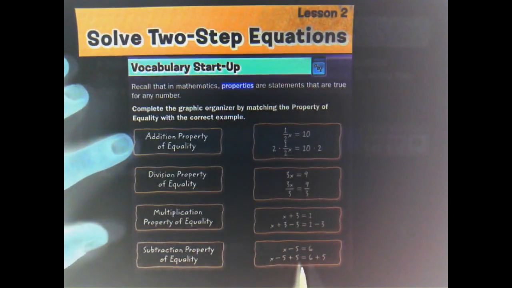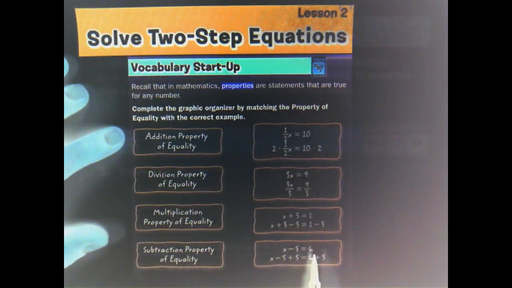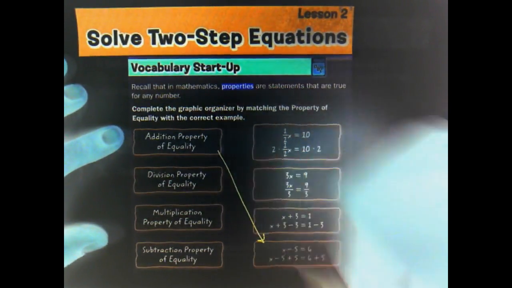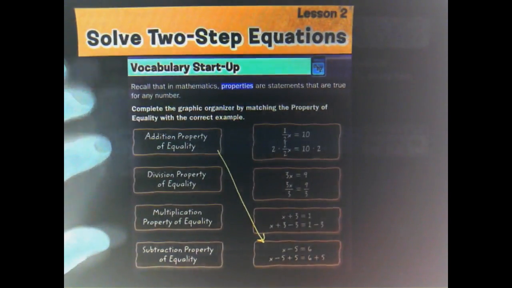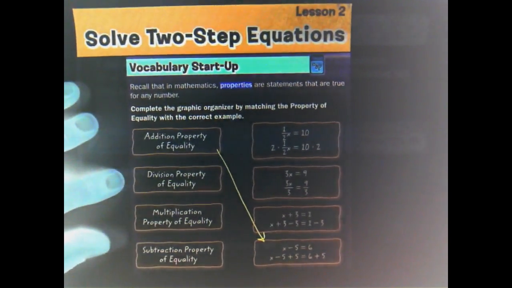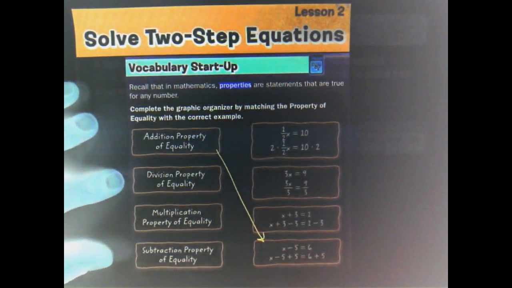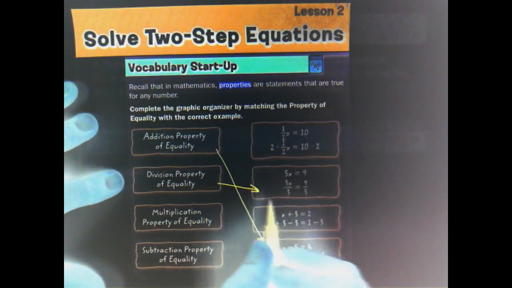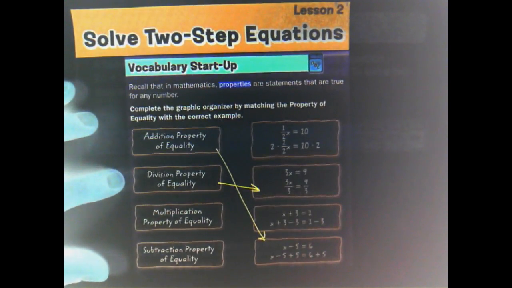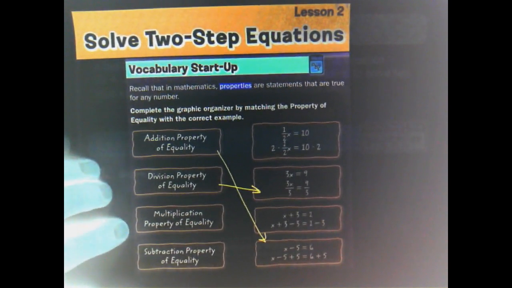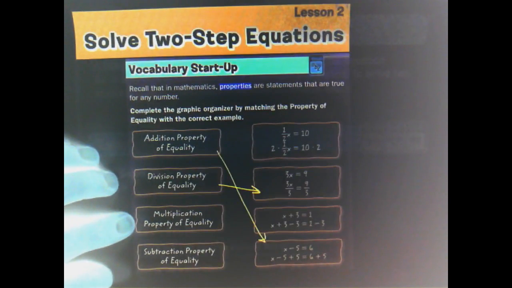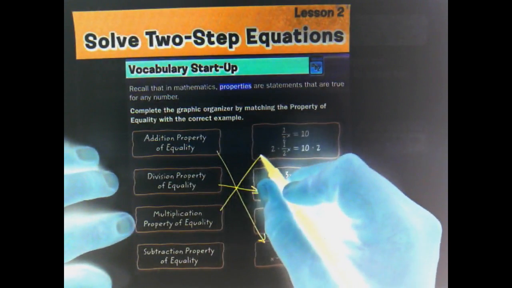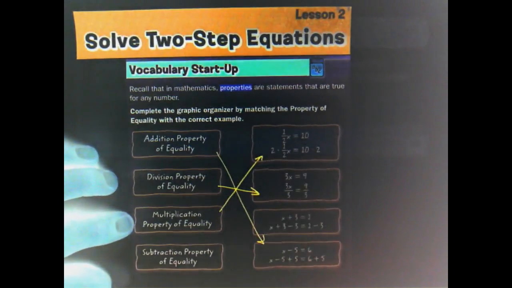So if we go down here to the bottom, we see x minus 5 is equal to 6, and they add 5 to both sides, so that would be an example of the addition property of equality. Division property of equality means if you divide both sides by the same number, the equation is still true, and we see that here when they divide both sides of the equation by 3. The multiplication property of equality says we can multiply both sides of the equation by the same number and the equality will not change. That is our top one here when we multiply by 2.